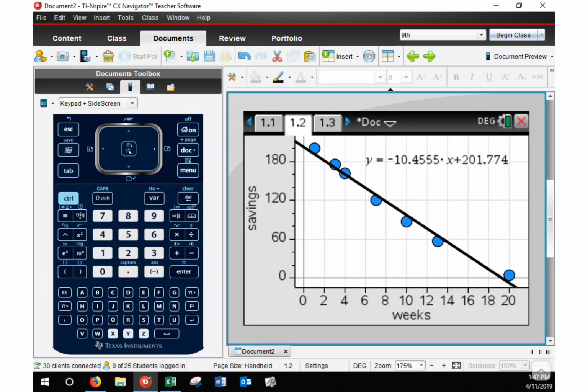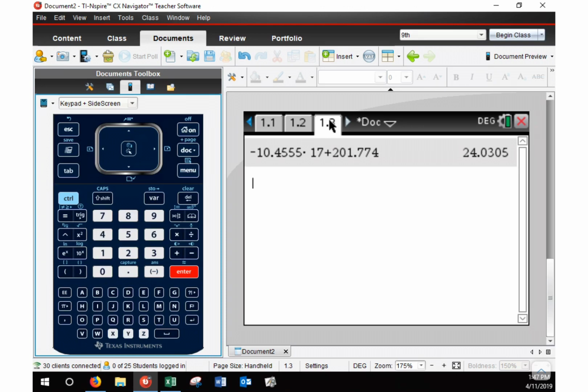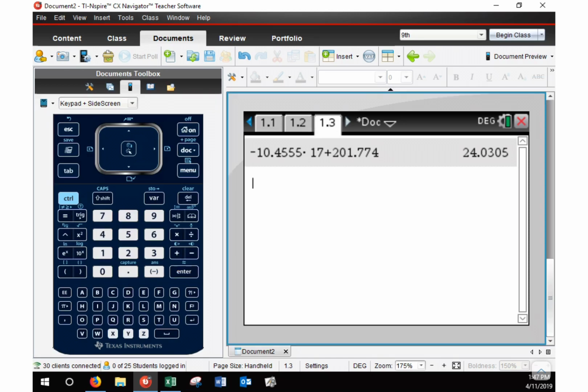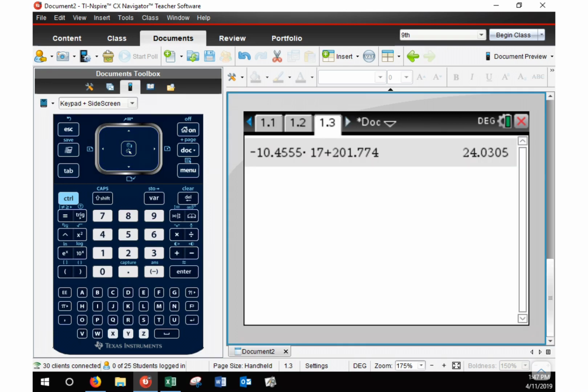Double check to make sure I got it all right. Hit enter. So that's part D. The amount of savings we should have at week 17 according to our line of best fit is $24.03. Okay? I can kind of try to estimate that if I were to look at 17 on my graph and come up here, but that's hard to estimate looking off to the left. So that's why I think the equation is the better option. Let's see what that looks like on our paper, and we'll move on.